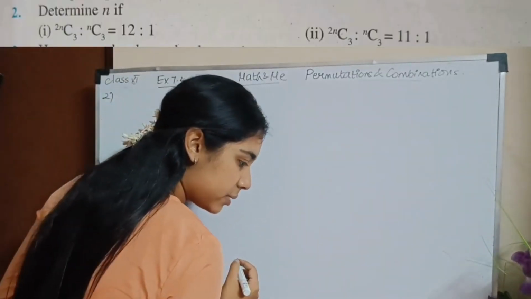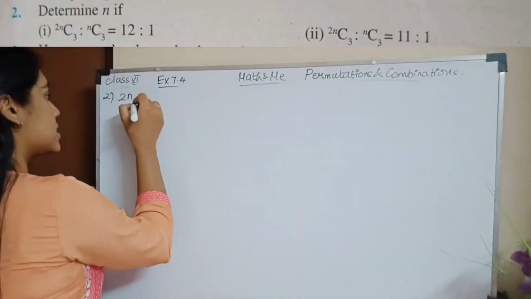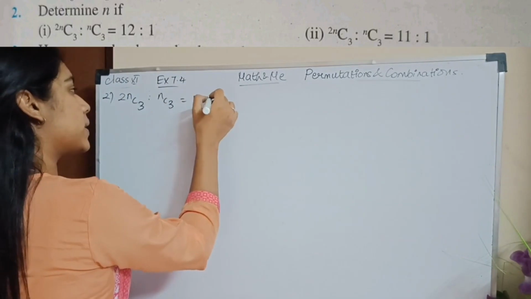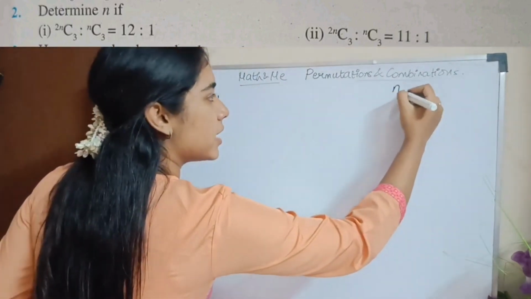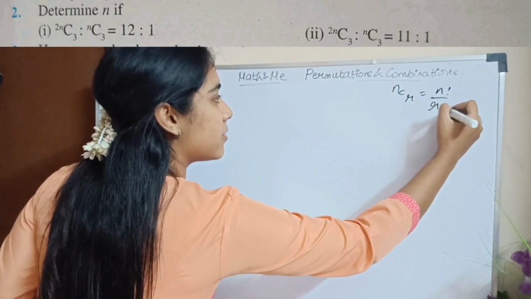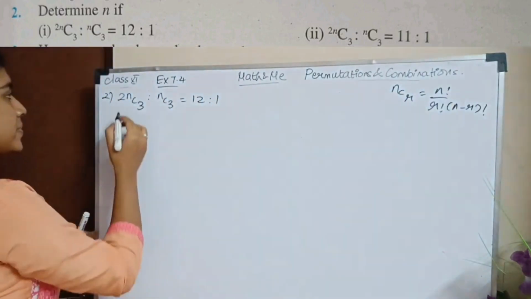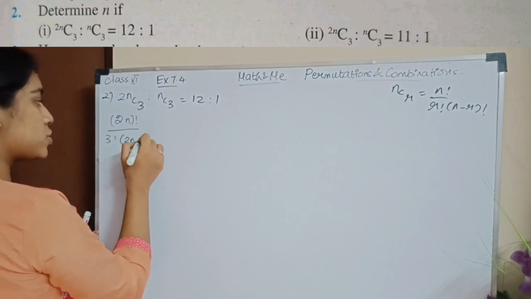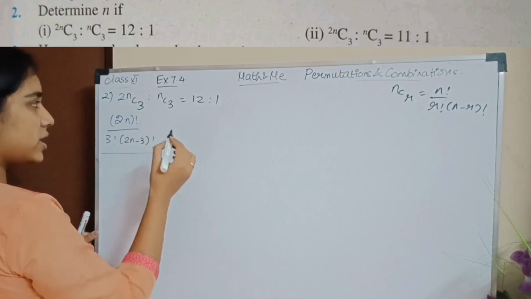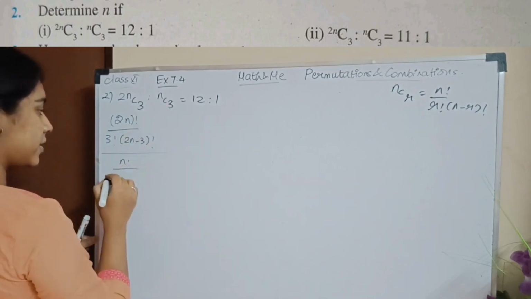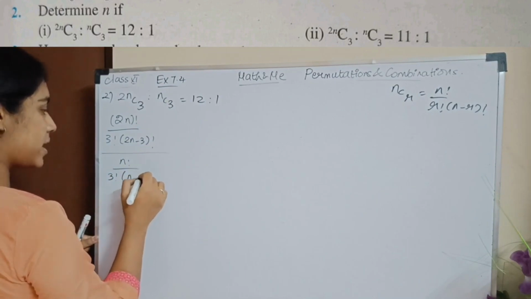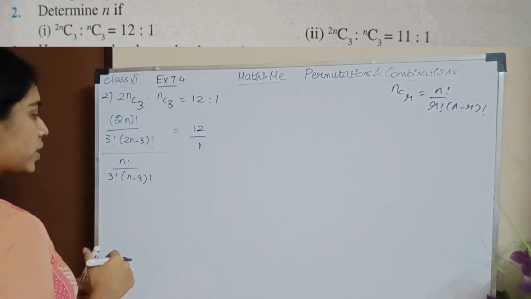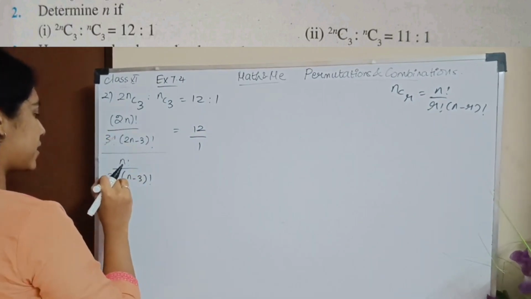Second question. Determine n if 2n C3 is to NC3 equals 12 is to 1. So NCR formula enna? N factorial divided by R factorial times n minus R factorial. Okay. So in the இடத்துல 2n the whole factorial divided by 3 factorial times 2n minus 3 the whole factorial. The whole divided by NC3, n factorial divided by 3 factorial times n minus 3 the whole factorial equals 12 divided by 1. Okay. So in the இடத்துல 3 factorial and the 3 factorial will get cancelled.